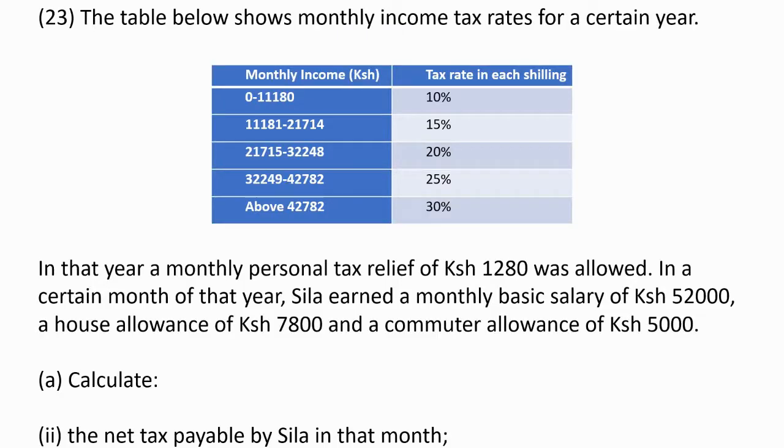Part A2, calculate the net tax payable by Sila in that month. You're supposed to find the net tax, and we've obtained that his net salary is 64,800. Therefore, Sila will be taxed in all the tax brackets. So we need to find the amount taxed and the respective tax. Then we find the gross tax. Then we subtract the tax relief to obtain the net tax.